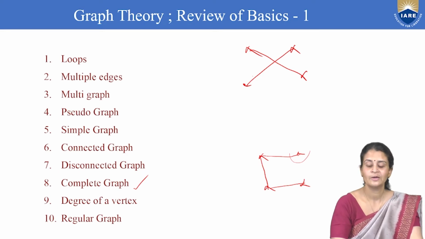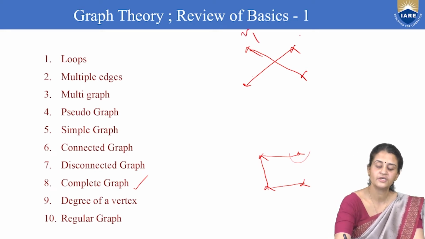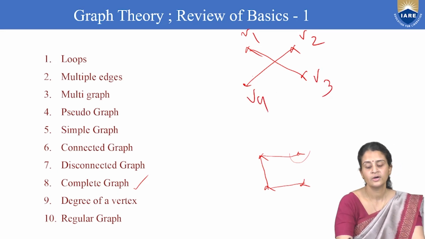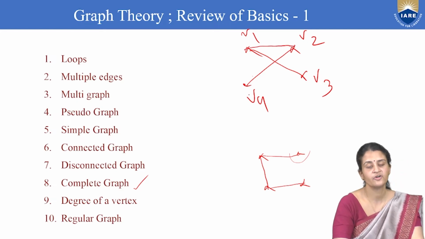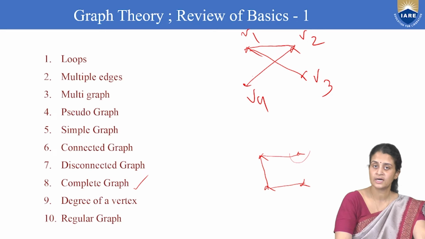Here we have V1, V2, V3, V4. Now it is a connected graph, because we can find a path from V1 to V4, from V1, V2, V4. V3 can be connected to V4 through V1, V3, V1, V2, V4. So there exists a path between any pair of vertices. So it is a connected graph. We cannot say it to be a complete graph.